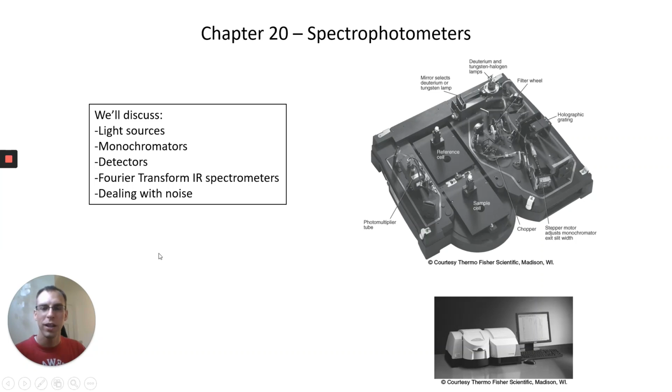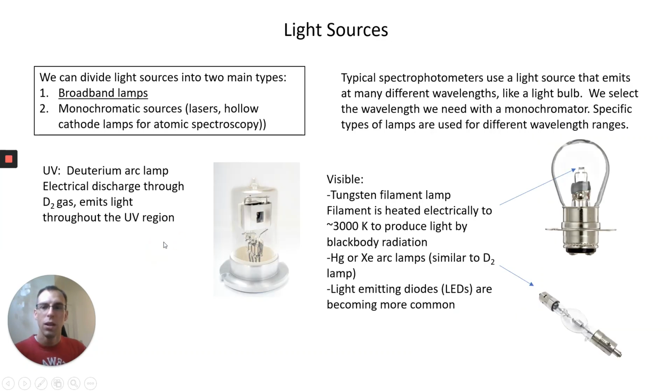Okay, so first we'll be talking about light sources. We can divide light sources for spectrometers into two broad types, the two main types. First we'll discuss what are known as broadband lamps. Broadband lamps means these are light sources that produce light across a wide range of wavelengths. And then our second type of source is a monochromatic source, something that produces a specific color of light.